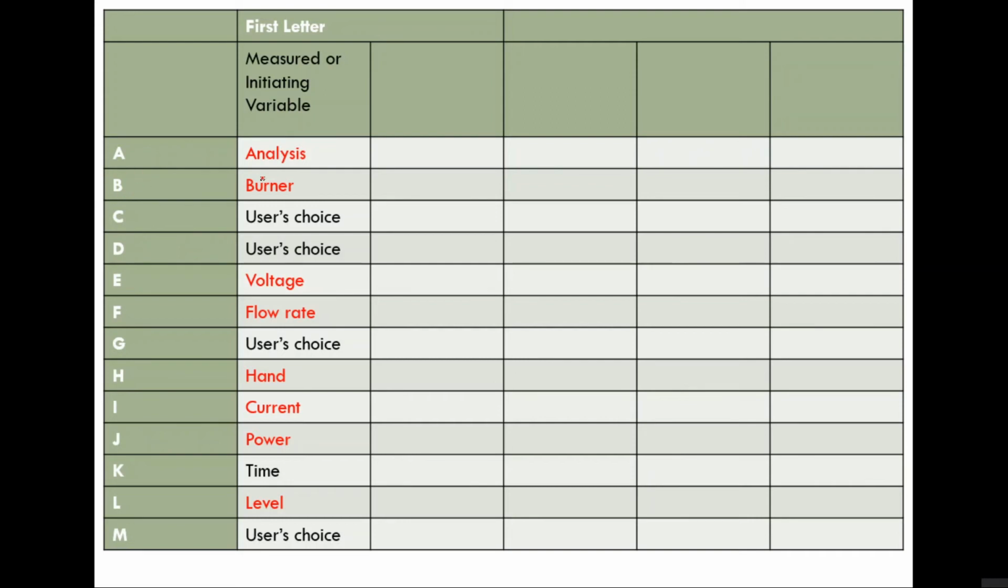What about B? B means burner. Red color letters are very important for us, so you have to remember this. Black color is less important. Okay, so please note, B is used to represent burner.